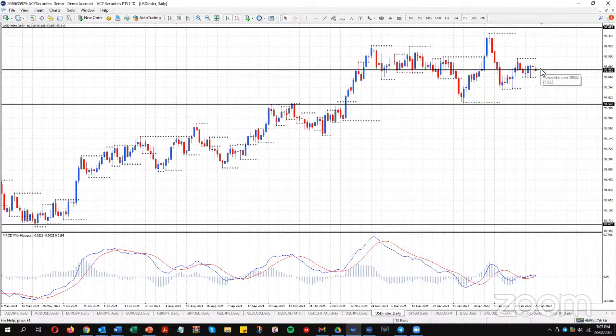So 95.95, it's almost the 96 level. That's where price action is kind of holding to at the moment. Not a clear direction on the dollar index.